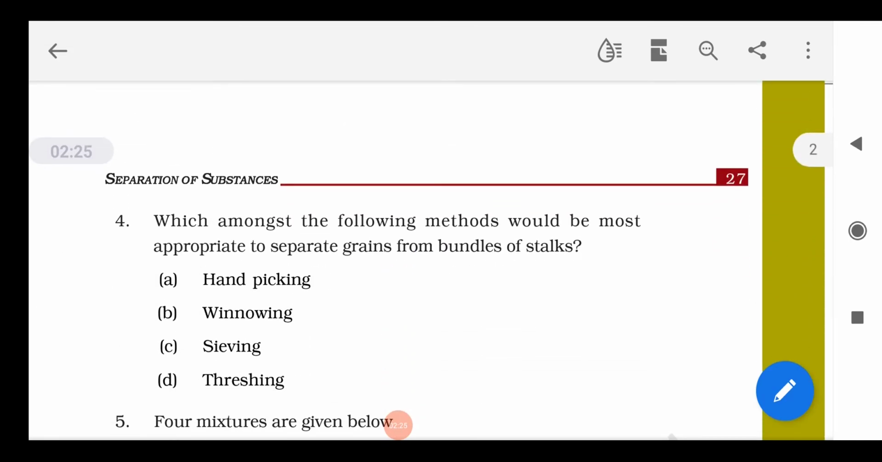Now question number 4, which amongst the following method would be most appropriate to separate grain from bundles of stalks? So we have hand picking, winnowing, sieving and threshing as options. So the option threshing is the correct one to separate the grains from bundles of stalks. Threshing is the best method.